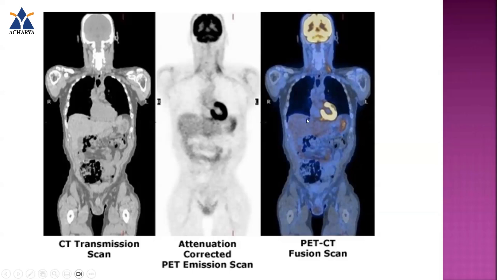So that is the major advantage of PET CT. We get both structural information and functional information, which is very useful in various branches of medicine like oncology, neurology, and cardiology.